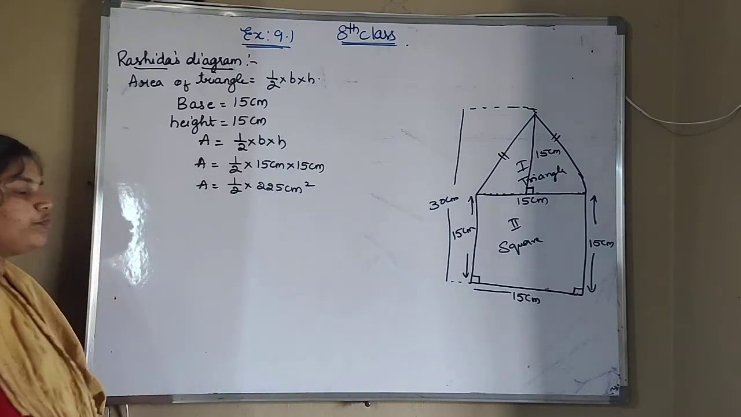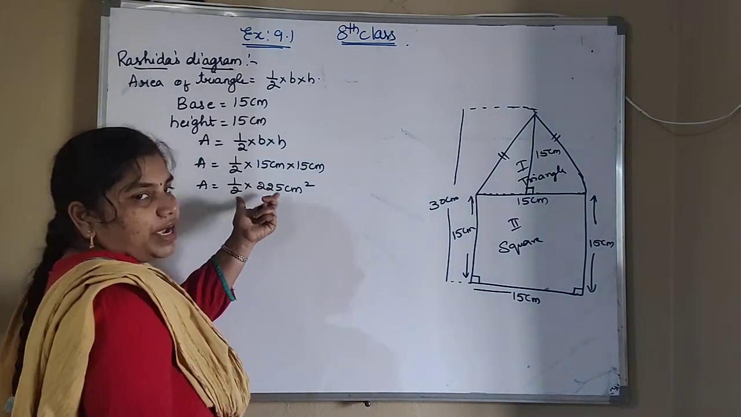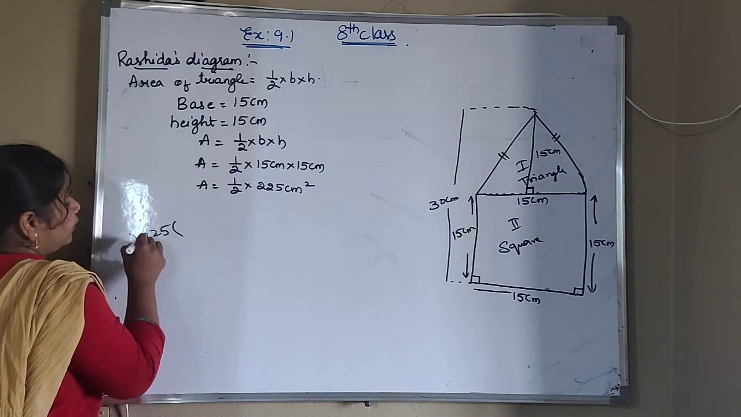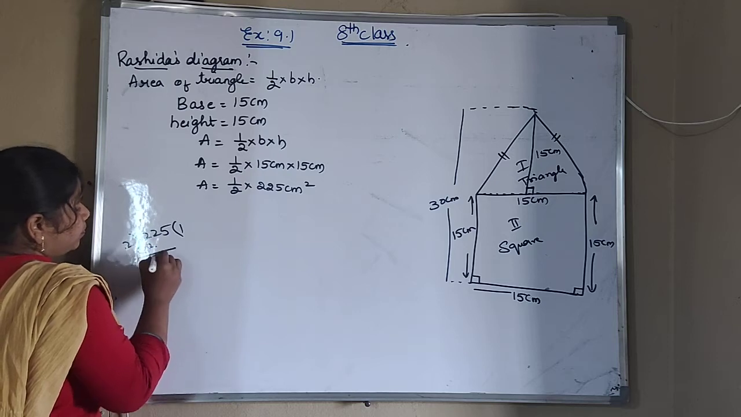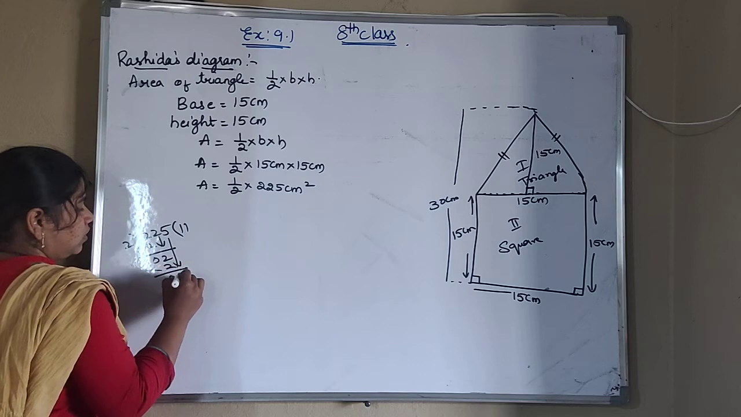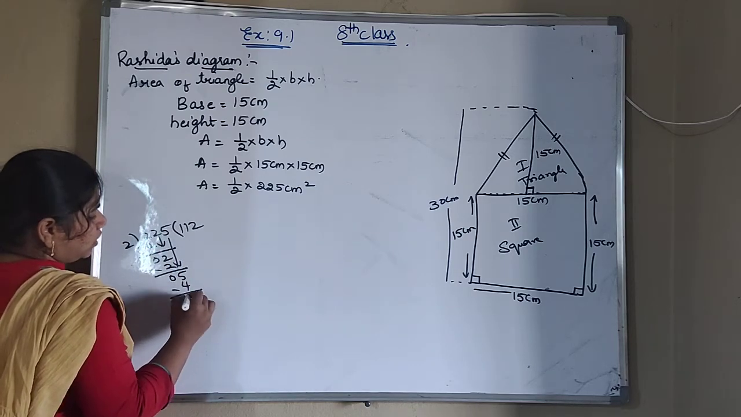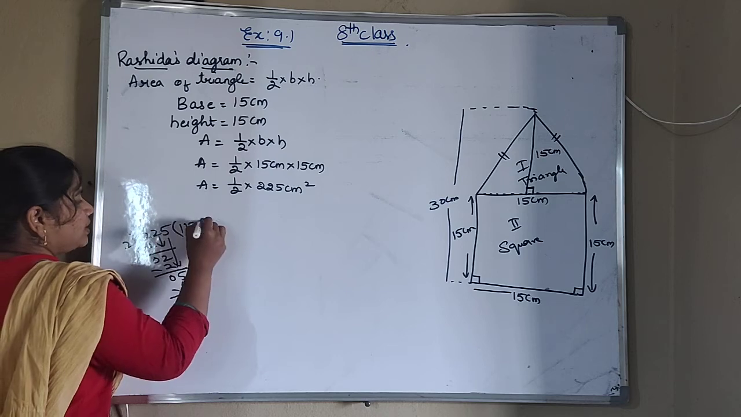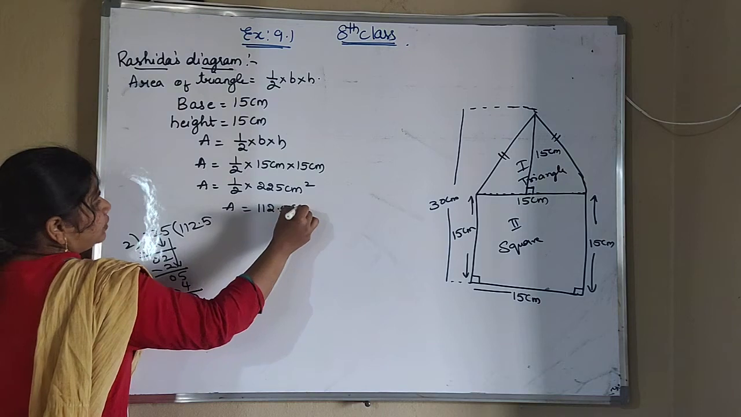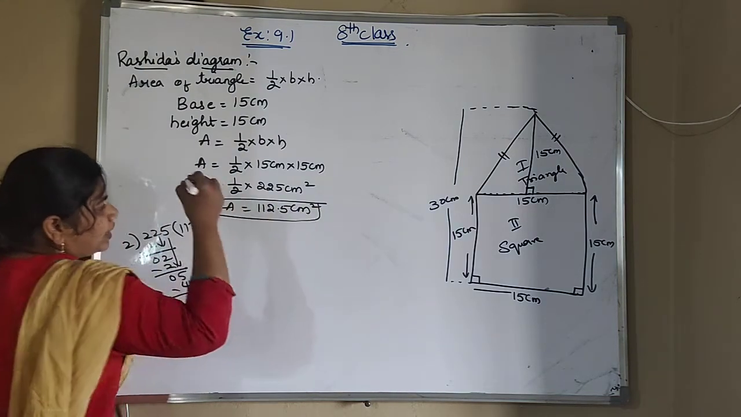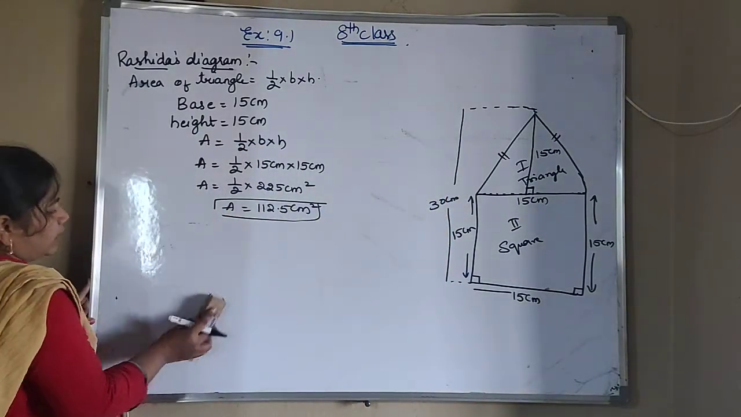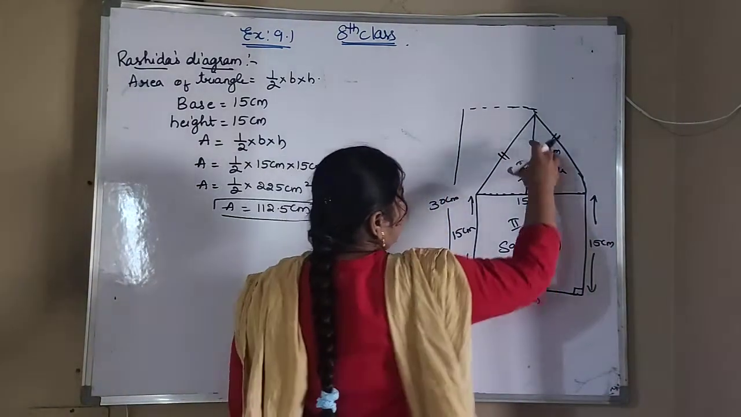In the table of 2, 225 will not go exactly, so we will just find the value here. If you divide this by 2, 2 ones are 2, 2 twos are 4, 2 fives are 10. So you got the answer as 112.5 centimeter square. So you got the area of the triangle as 112.5 centimeter square.